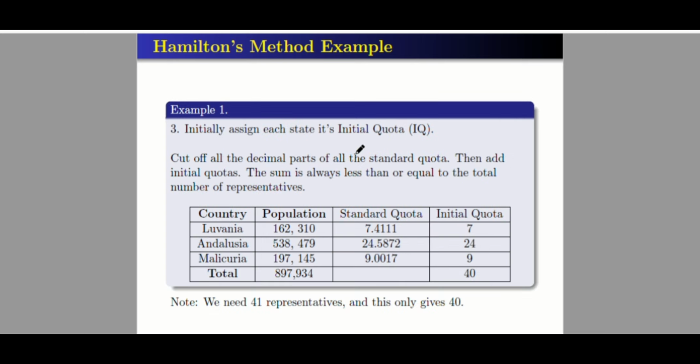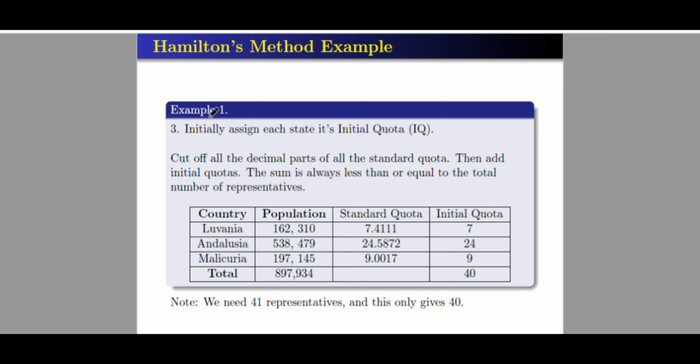Now step number 3. Step number 3 is to initially assign each state its initial quota. It's initial because we cannot say directly that these numbers will be our final answer. Most of the time it's not our final answer, so we must adjust some things. That is why we have the initial quota. But in case for step number 3 the answer is already acceptable, then we will stop at step number 3.